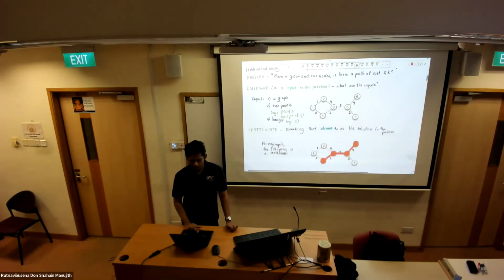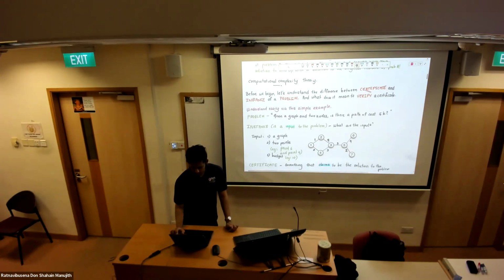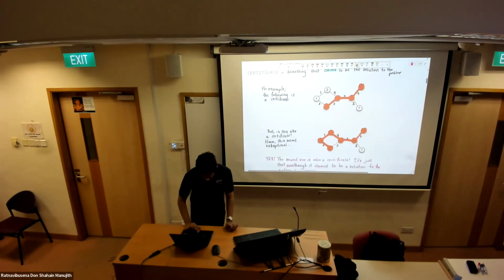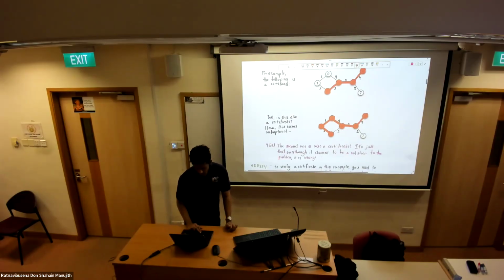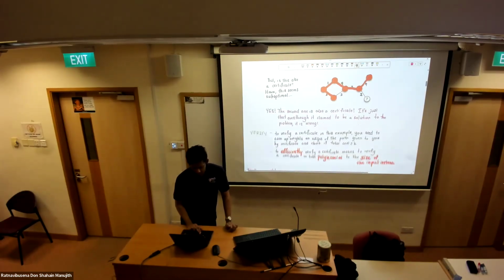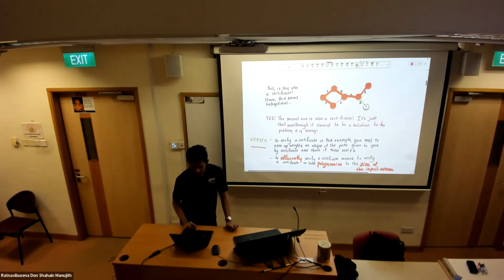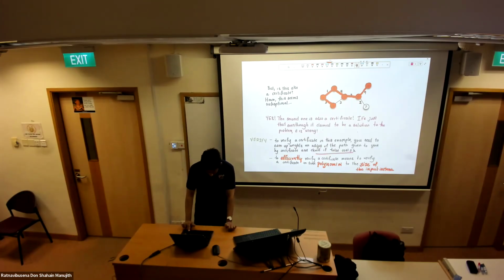Okay. Right. So now we know what's the difference between a certificate, an instance of a problem, and what it means to verify. Oh, okay, we need to talk about verifying a certificate. To verify a certificate in this example, you need to sum up the weights on the edges of the path given to you by the certificate and check if its total cost is at most k. So verifying a certificate means essentially checking whether the certificate proves that the instance is a yes instance. Essentially, that's all that verification is.